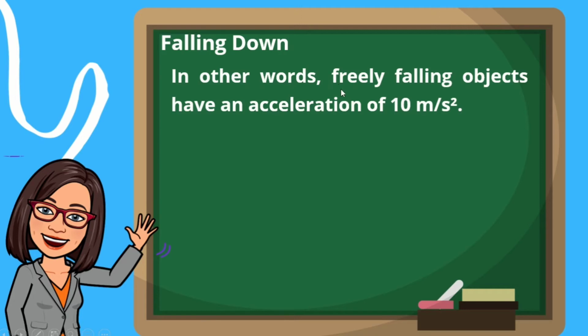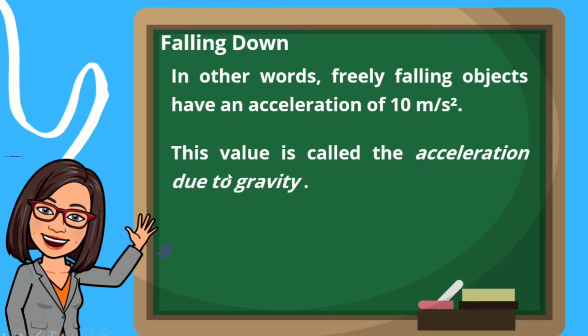In other words, freely falling objects have an acceleration of 10 meter per second squared. That is the value of acceleration due to gravity. So we can say that freely falling objects, yung mga bagay na malayang bumabagsak na hindi naapektuhan ng air resistance at tanging gravity lang ang nakaka-affect dito, ay mayroong acceleration na 10 meter per second squared at tinatawag itong acceleration due to gravity.